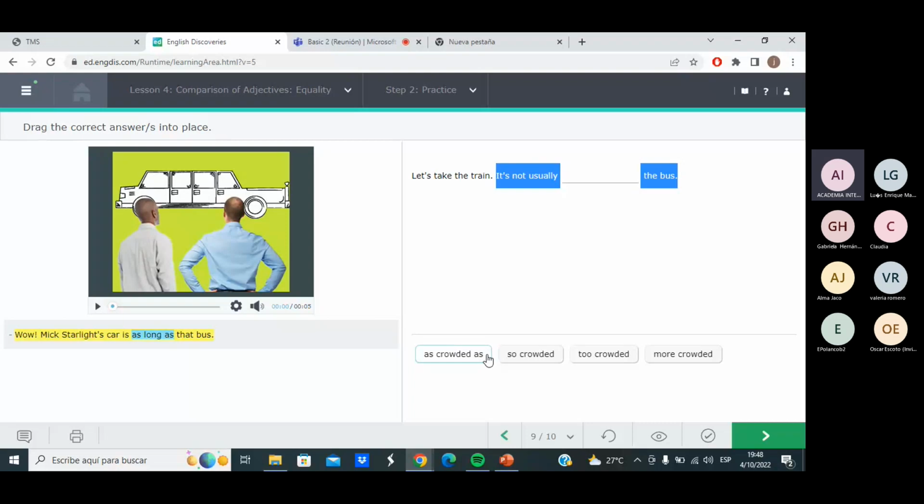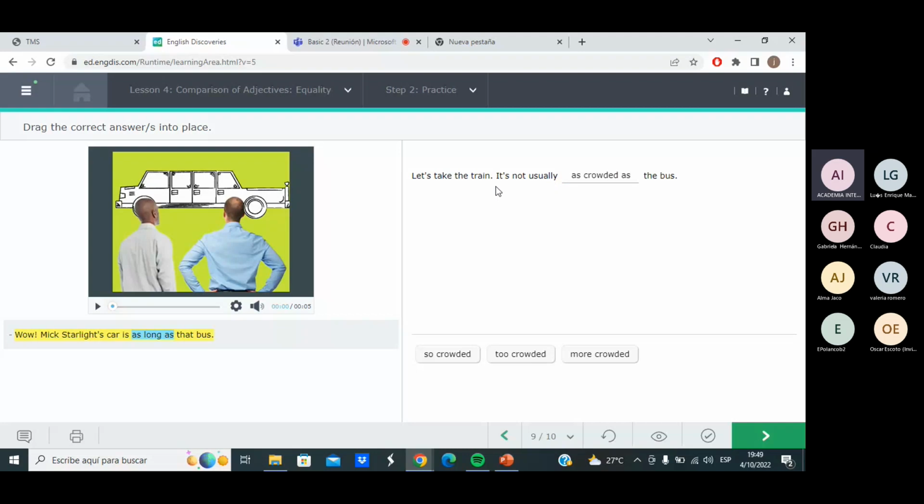So, which option would you choose? More crowded, too crowded, so crowded? As crowded as. The first one, the second one, the third one, or the last one. Let's take the train. Number one, okay. Let's take the train. It's not usually as crowded as the bus.